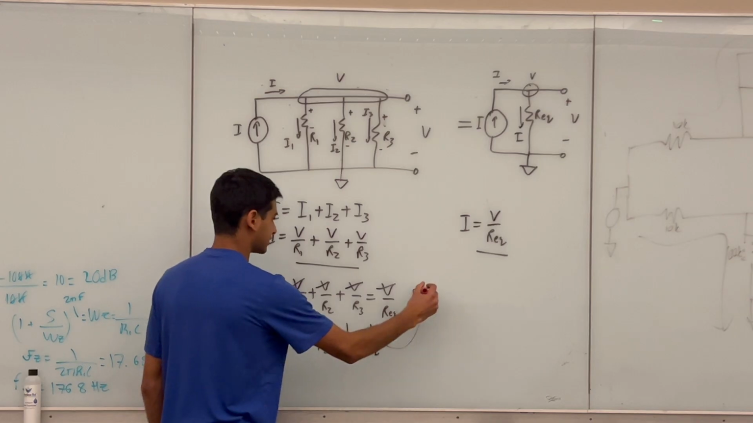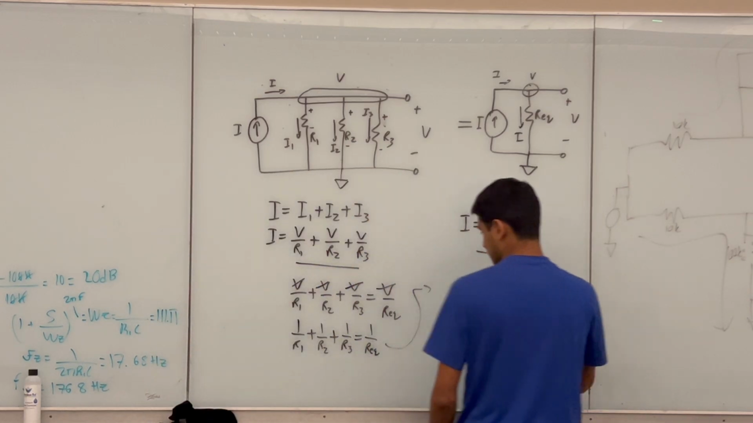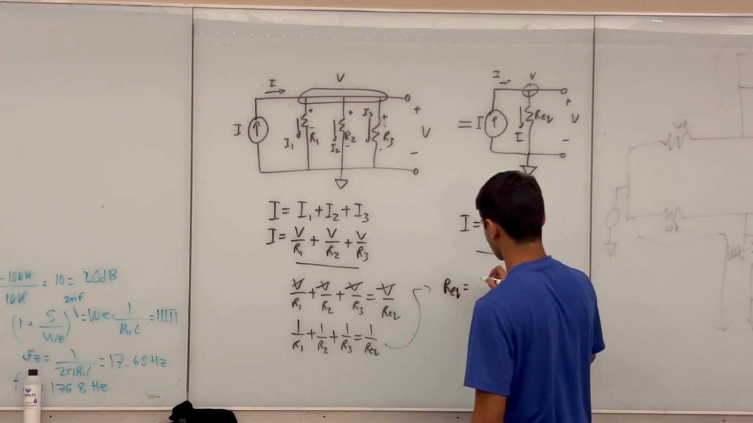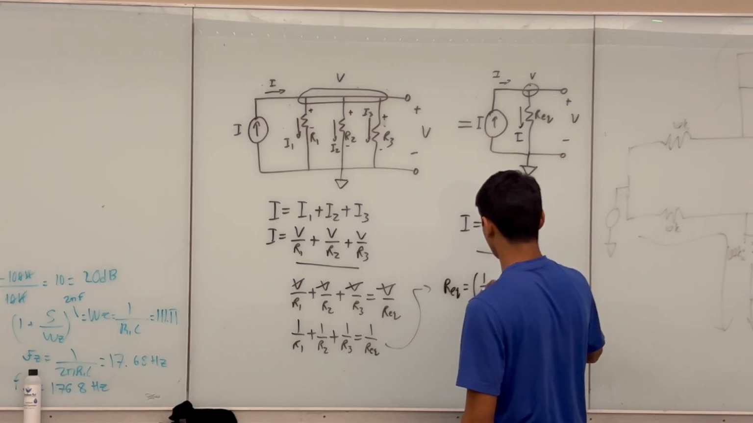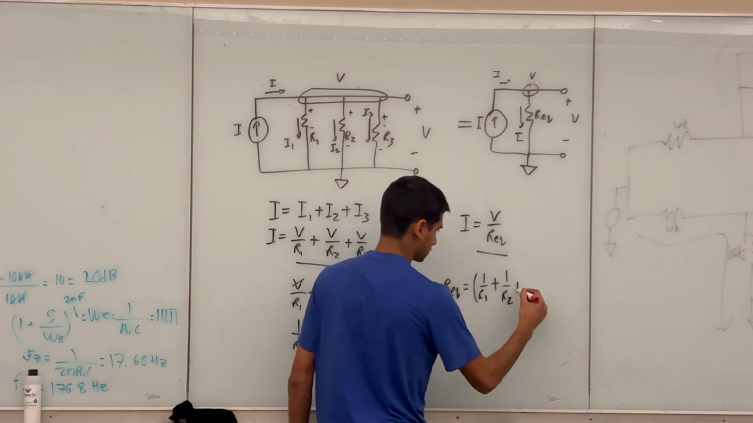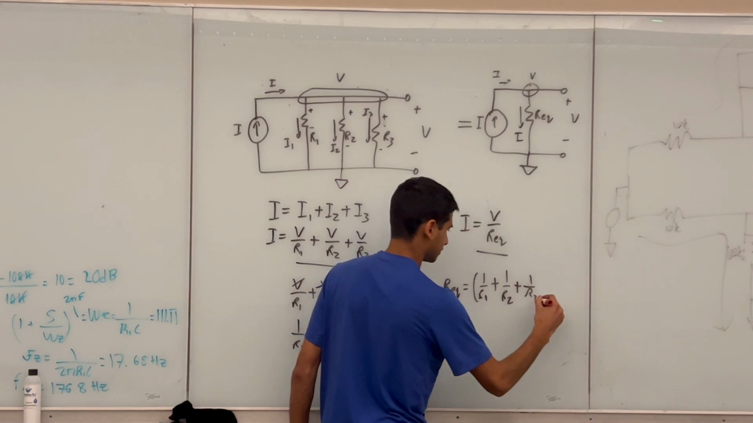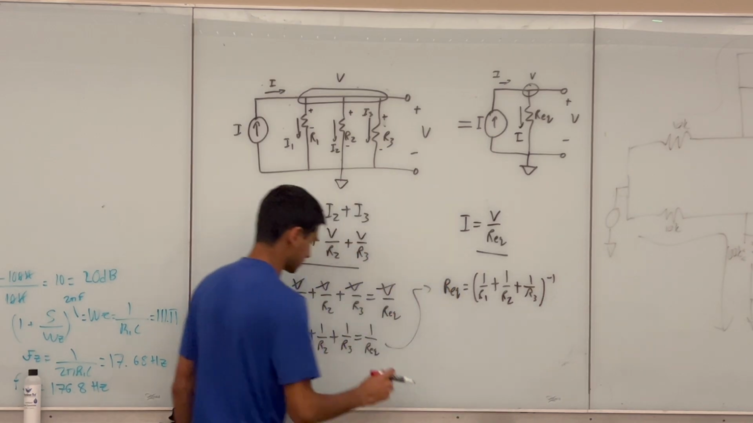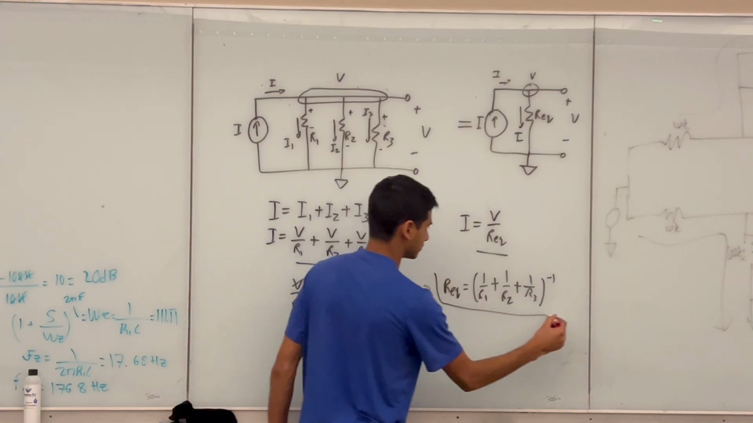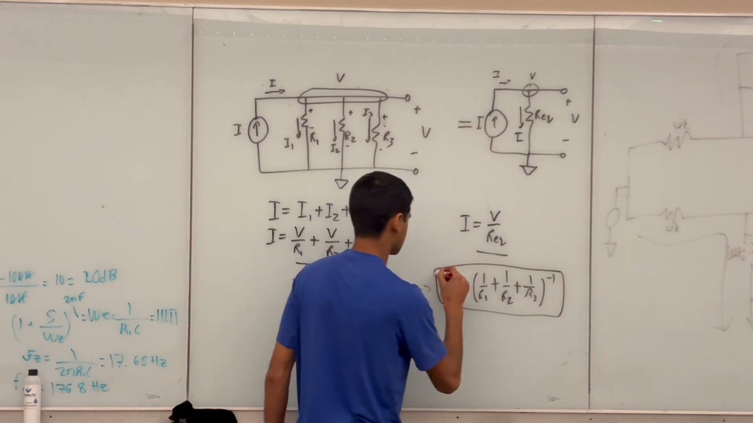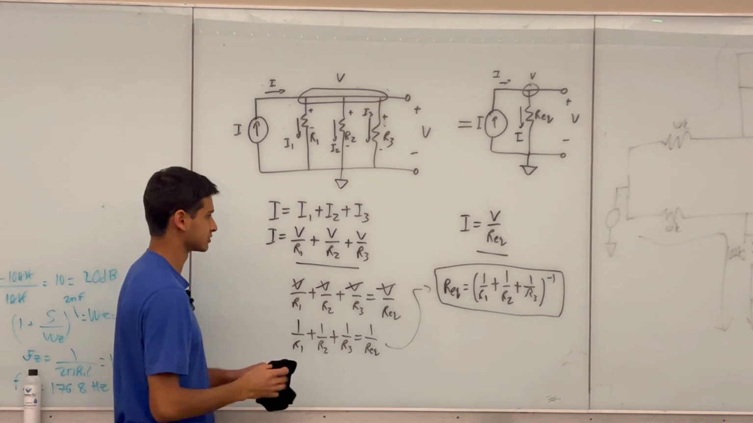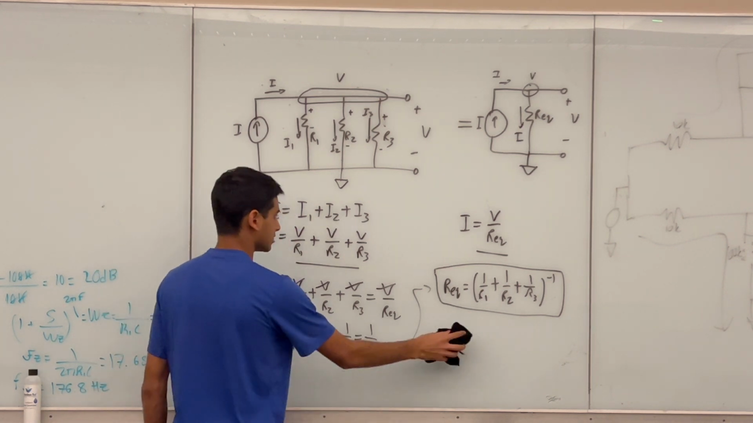And if I want to rewrite this, this means that REQ is equal to 1 over R1 plus 1 over R2 plus 1 over R3, inverse, because I just took the reciprocal of both sides. So this is your final equation for this specific circuit. And so just like with the series resistors, I'm going to generalize this. So I'm going to erase this.